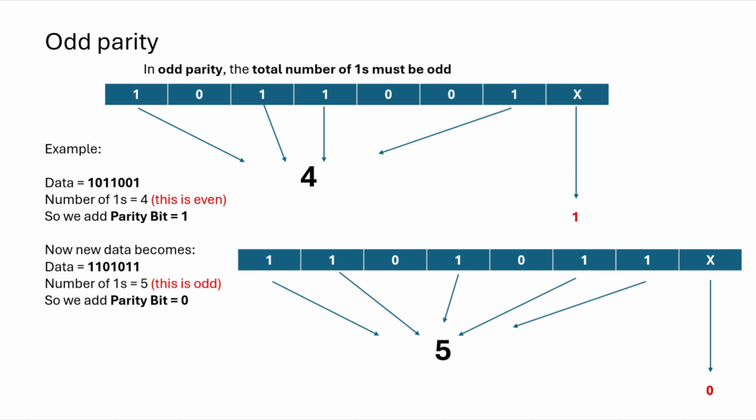Here is your golden rule for odd parity. Please remember this. If the number of ones in the data is even, add a parity bit of 1. If the number of ones in the data is odd, add a parity bit of 0. That is all odd parity is. Nothing more complicated than that. In the next slide, we will do the same for even parity.